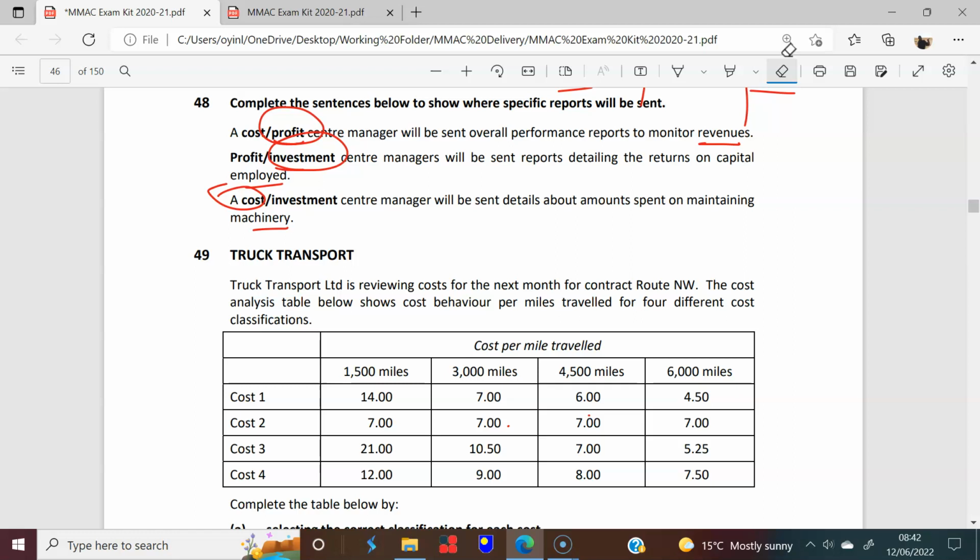Yes, let's just clean this out. So we have 12 times 1,500, which is 18,000 as the total cost. And here we have £7.50 times 6,000, which is 45,000. So what do I know? This is what I know.